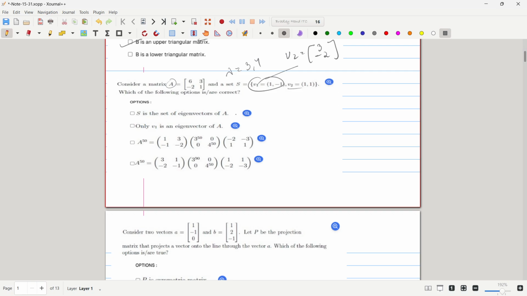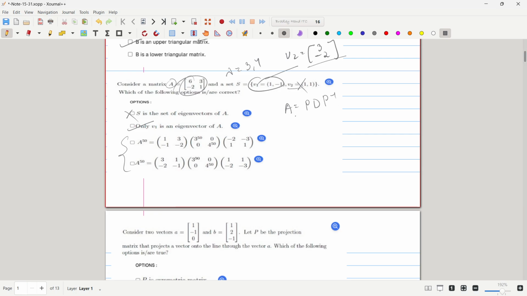So is it a set of eigenvectors of A? No, because only V1 is the eigenvector of this matrix A and this does not match with the second eigenvector. So this option is wrong. Only V1 is the eigenvector of A? Yeah, true. Now, in this type of question, I have to solve with the diagonalizable theorem.